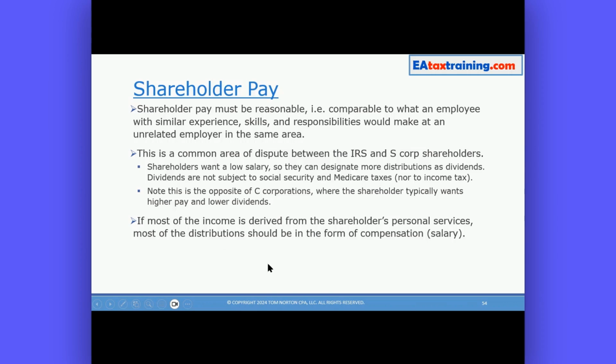So let's say you are in a service business. Let's say, for example, you're an accountant or a tax preparer, and most of your income is going to be from preparing tax returns. You prepare a tax return, the client pays you money for that. So you are getting most of your income from providing a personal service. The IRS is going to take the position then that most of your income should be in the form of salary. Because if you were working somewhere else, you'd be getting paid for doing tax returns.